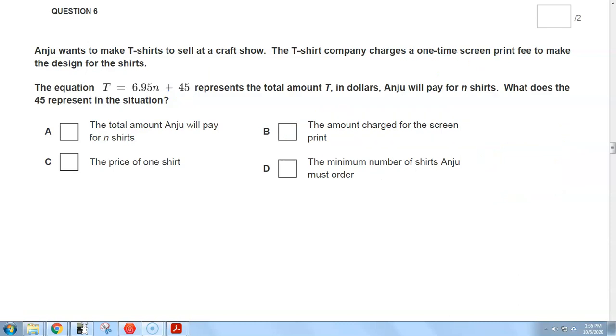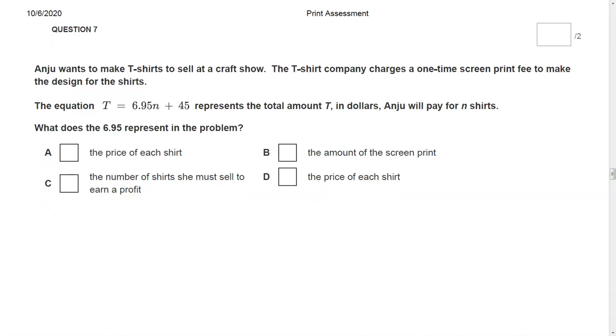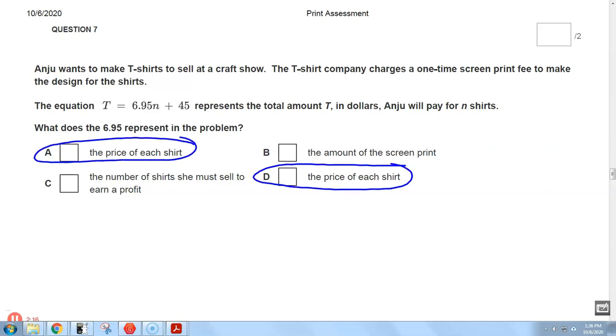If we go to the next problem, it's going to ask about the $6.95, and since we just answered that in the last question, the $6.95 represents the price of each shirt, which unfortunately I screwed up and I had 2 answers that were the same. So either one of these would be the correct answer, the price of each shirt.